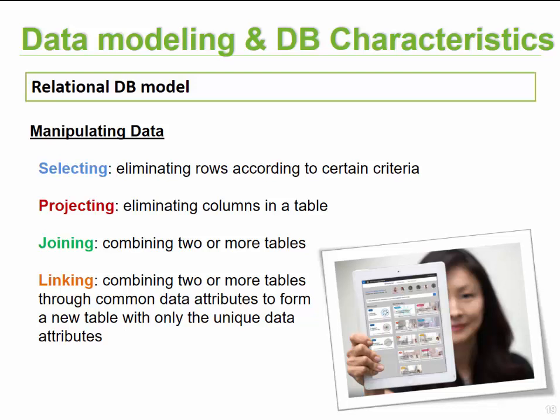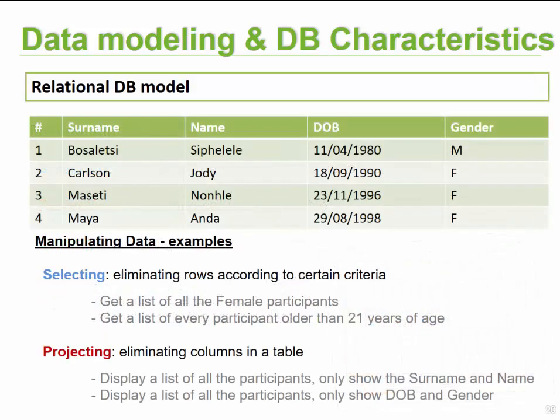And then again having a new table with unique data. So let's look at each one of these four manipulating techniques by applying real-world information. So at the top we see that we've got some basic information. So we've got 4 records: surname, name, date of birth and gender. So these are our attributes. We've got our 4 records.